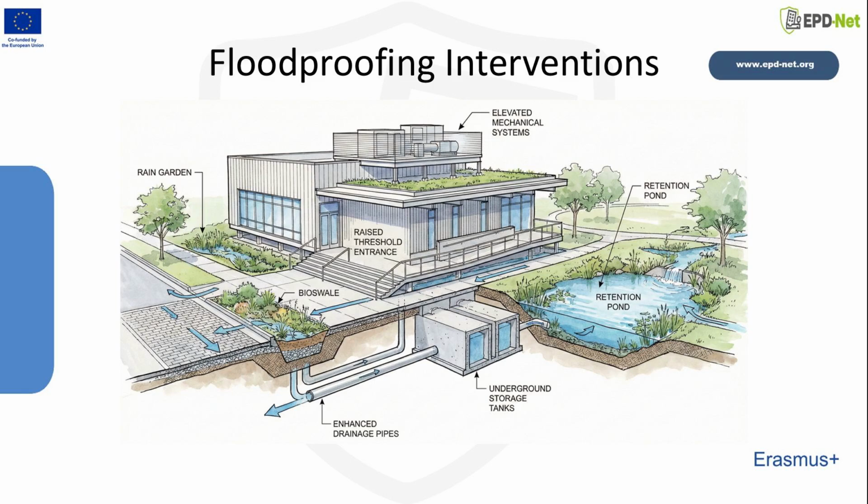Retention and detention zones also help slow and store runoff, which reduces pressure on drainage systems and protects surrounding assets. These measures can be relevant for pluvial flooding, fluvial flooding, and in some contexts coastal flooding as well. By reducing both direct damage and system overload, floodproofing interventions play a critical role in climate-resilient retrofitting.